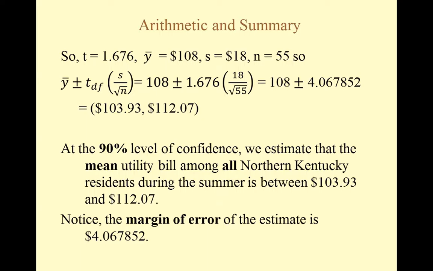My summary sentence might be reported as: at the 90% level of confidence, we estimate that the mean utility bill among all Northern Kentucky residents during the summer is between $103.93 and $112.07. Notice the margin of error of the estimate, the part after the plus or minus, is the $4 and then 0.067852 of another dollar.